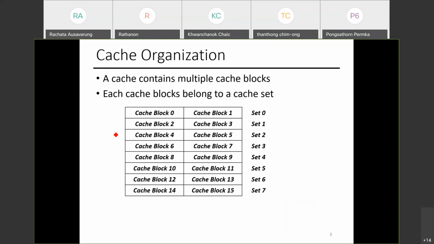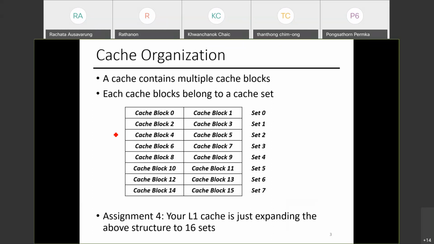So in this example, what's the associativity of this cache? Can someone tell me? Yes. Two. That's correct. Basically, this is a two-way cache. Think of it as you have two seats on the bus, and only two people can sit on those two seats. If you have a third person coming in, someone has to be evicted. Someone would get out of their seat and make room for the person coming in.